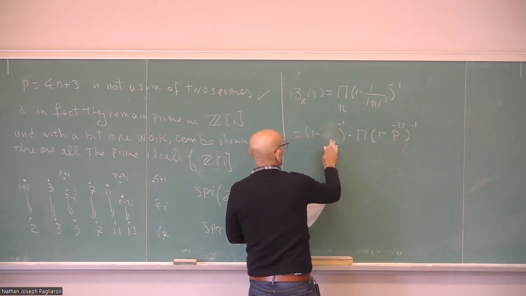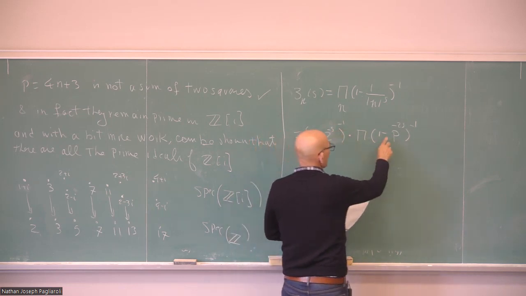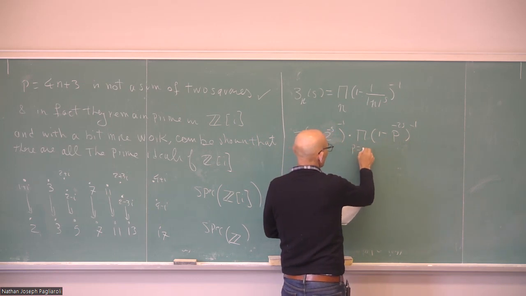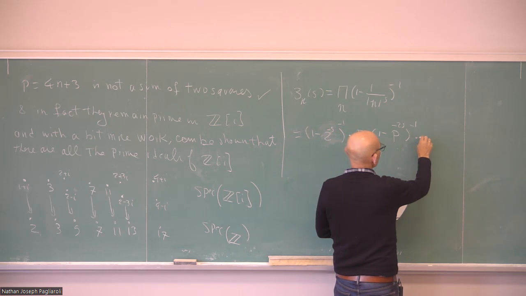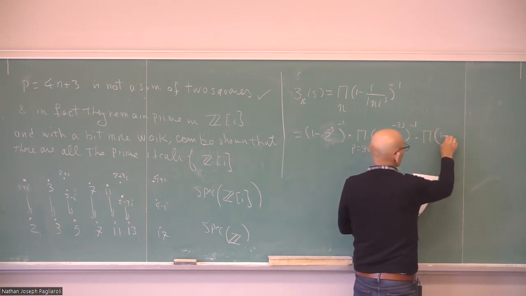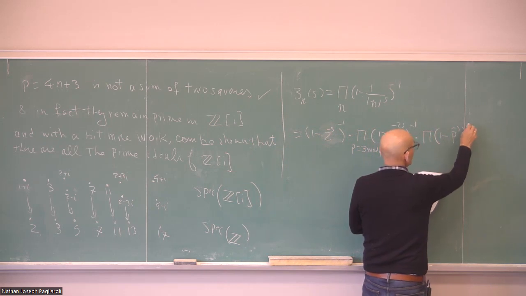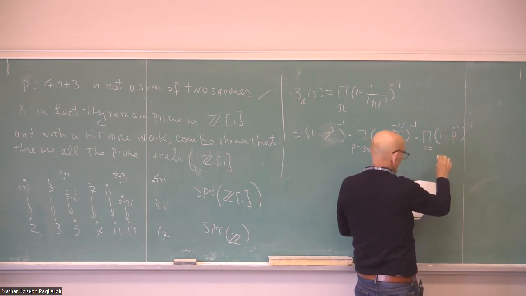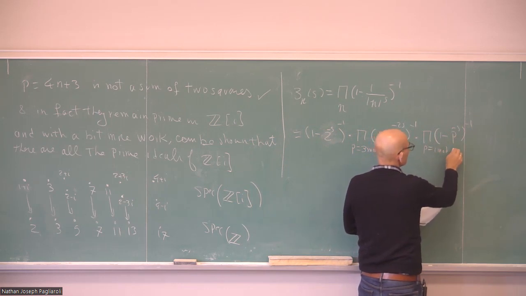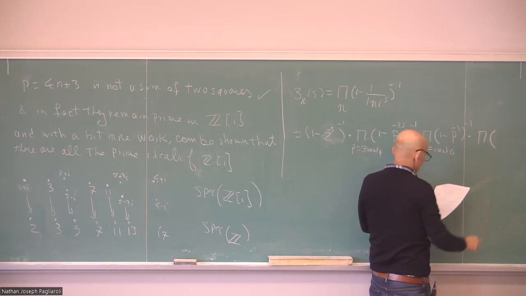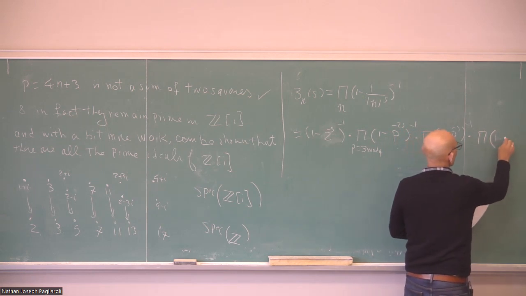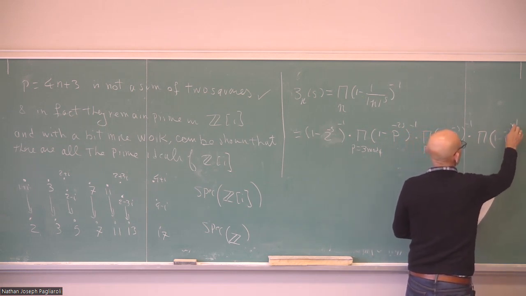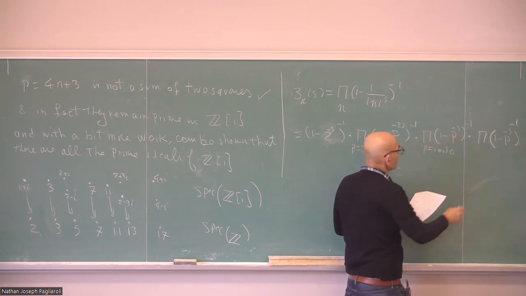Let me write it here in a better, more coherent way: (1 minus 2 to the minus s) to the minus 1, times the product over p equal to 3 mod 4 of (1 minus p to the minus 2s) to the minus 1, times the product of (1 minus p to the minus s) to the minus 1 over p equal to 1 mod 4, again times the product of (1 minus p to the minus s) to the minus 1 over p equal to 1 mod 4.